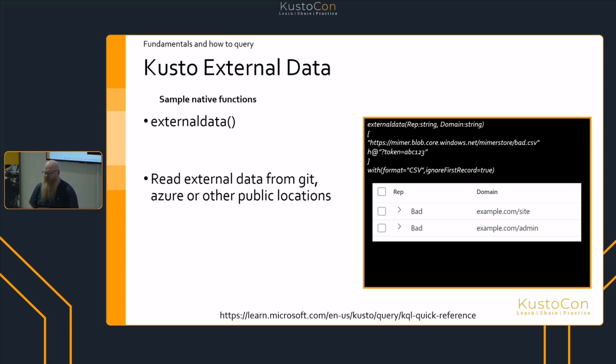Then we can use external data to get IOCs, for example, or other data that you want to use in your query to correlate with the data that you have ingested in your platform. One common thing that we see out there is that external data is used to read one of the public IOC file lists that could be available on GitHub or any other website.